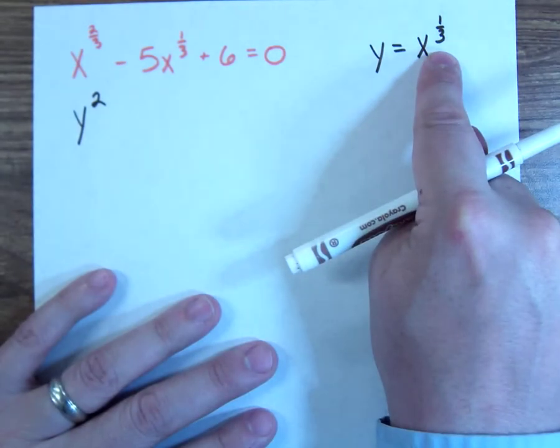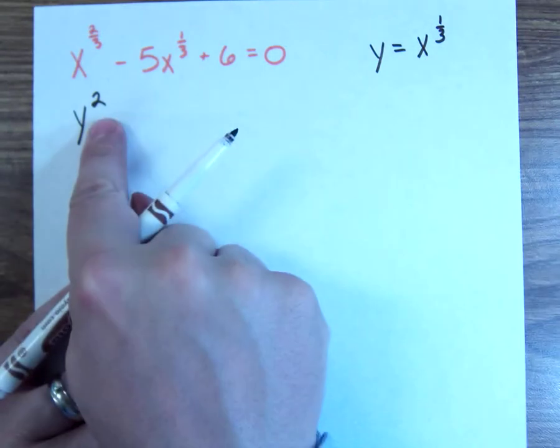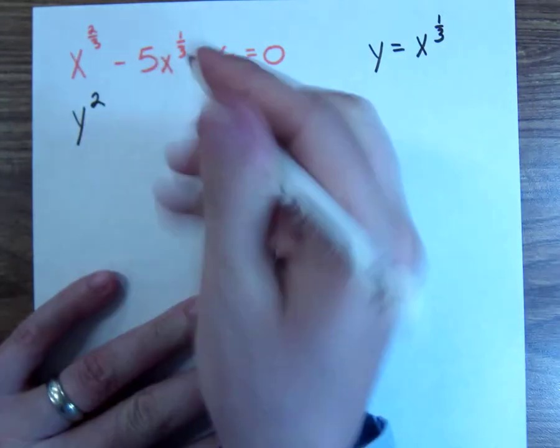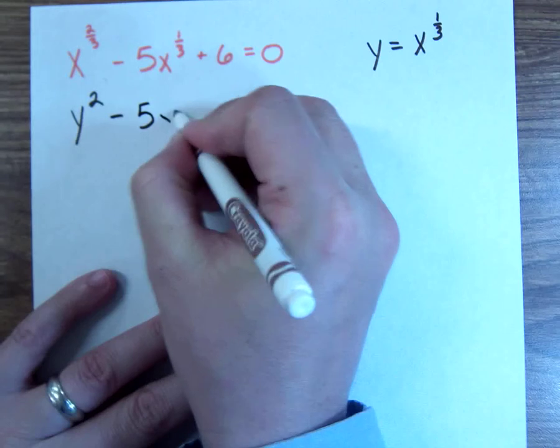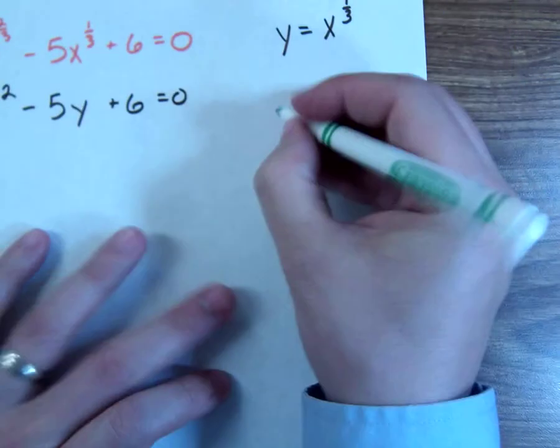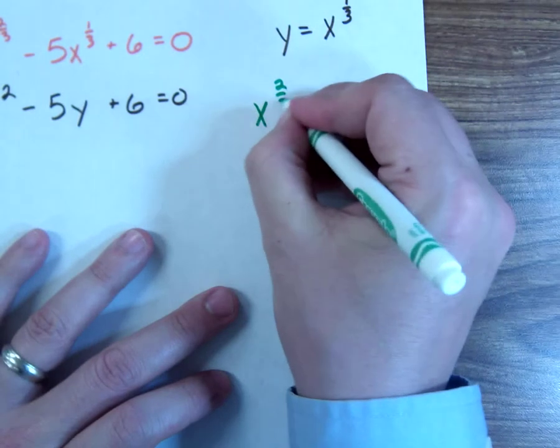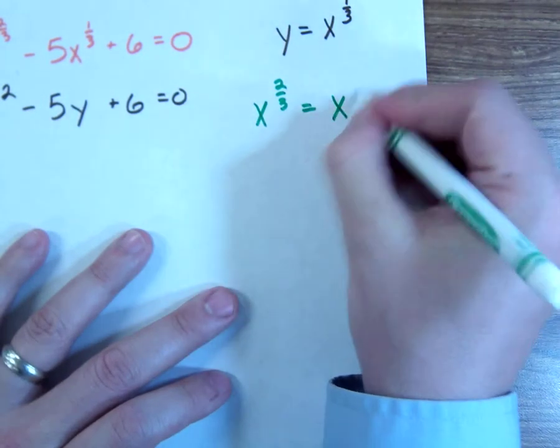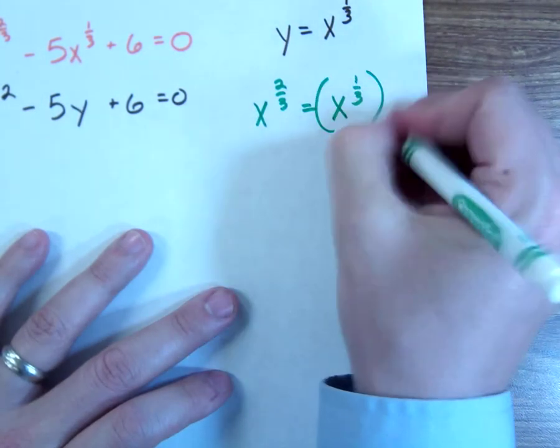This would be x to the 1/3 squared, x to the 2/3. I'm so confused. Okay, let me do it on my own side. x to the 2/3 is equal to x to the 1/3 squared.